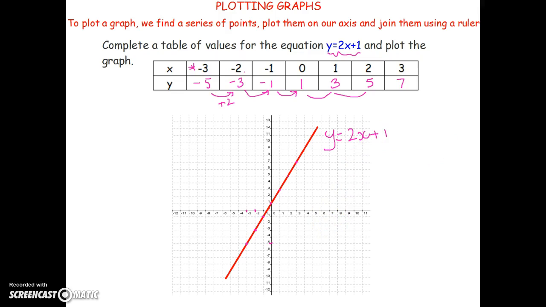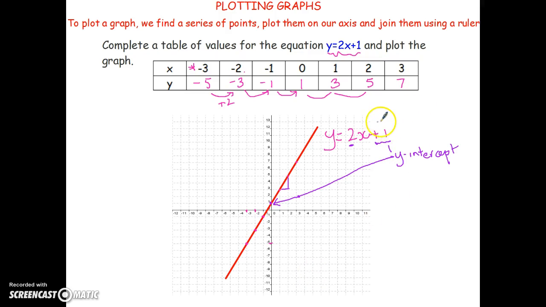Now let's just have a look and see if it's what we expected. We know that this number here, this 2, tells us our gradient, which means that every time we go across 1, we go up 2. Yeah, that's what's happened. We also know that this plus 1 here tells us where we should expect the graph to cut the y-axis. It should be cutting at plus 1, and have a look. It's cut the y-axis here at plus 1, so I might just continue that up there.